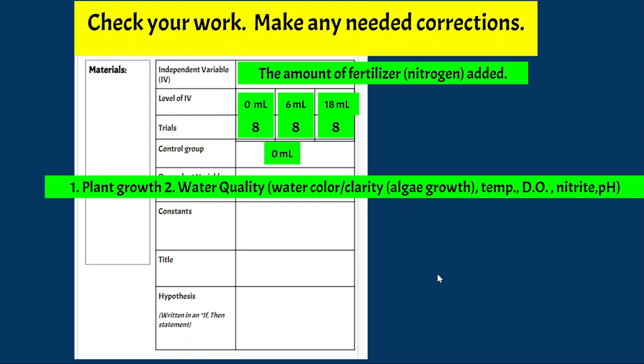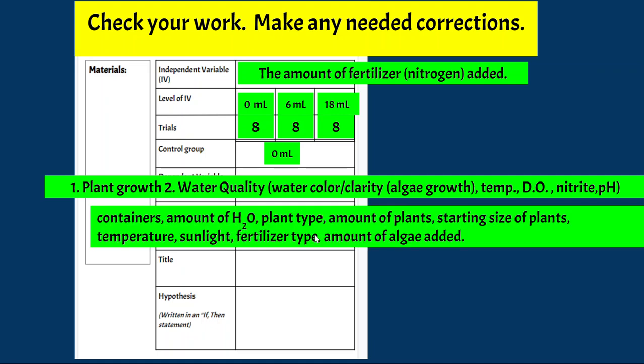All right, and then constants, we have the same size jar for each. We have the same amount of water for each, the same type of plant, Elodea, and the same amount of plants, okay? We're going to have the same basic starting size of plants so that I don't have one jar jammed all full of Elodea and another with just a sprig. We're going to try to be pretty similar. We're going to keep everything at the same temperature and have the same amount of sunlight. We will use the same type of fertilizer, and we will control the amount of algae we are adding. That's going to be a constant.